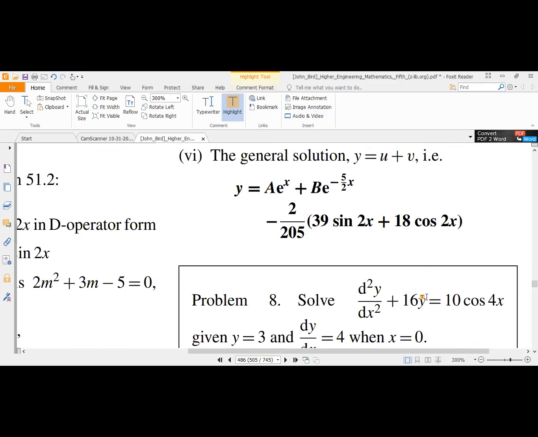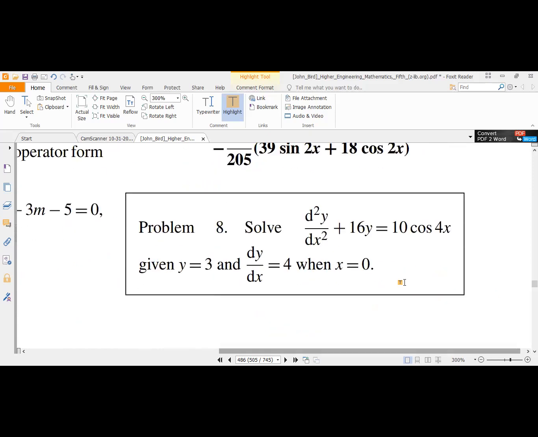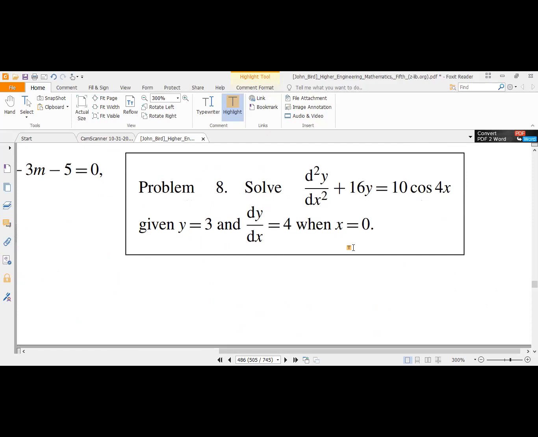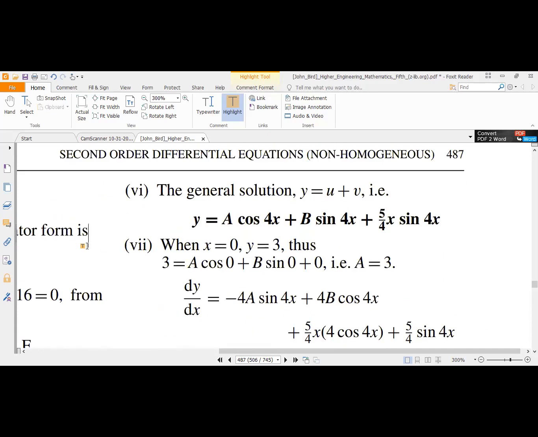Now, let's look at what we're having on the screen now. On the screen, we are to solve this problem. Look at it. It seems this problem is very beautiful. We have to solve d squared y dx squared plus 16y is equal to 10 cos 4x. And this is an initial value problem. Do you notice that? Yes, sir. Because we are given the two conditions at x equals 0.